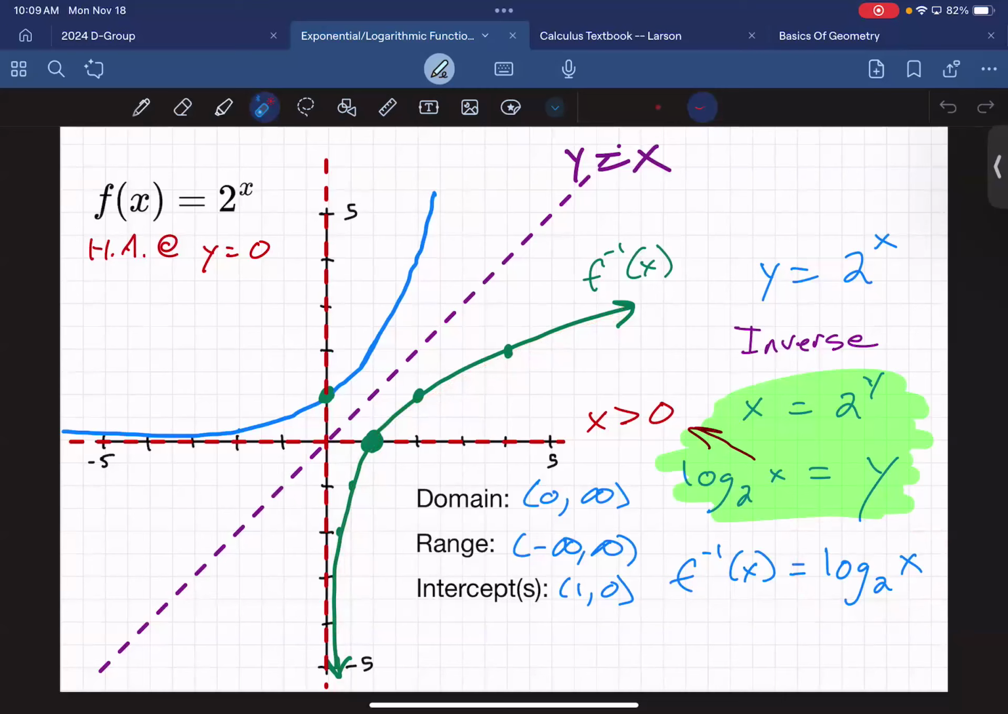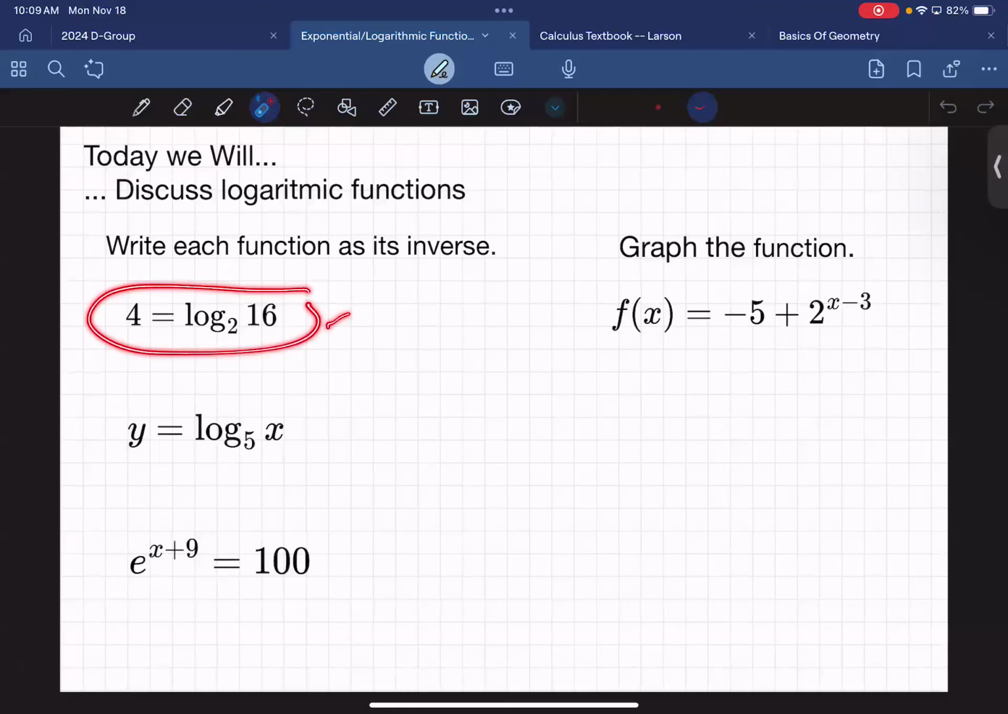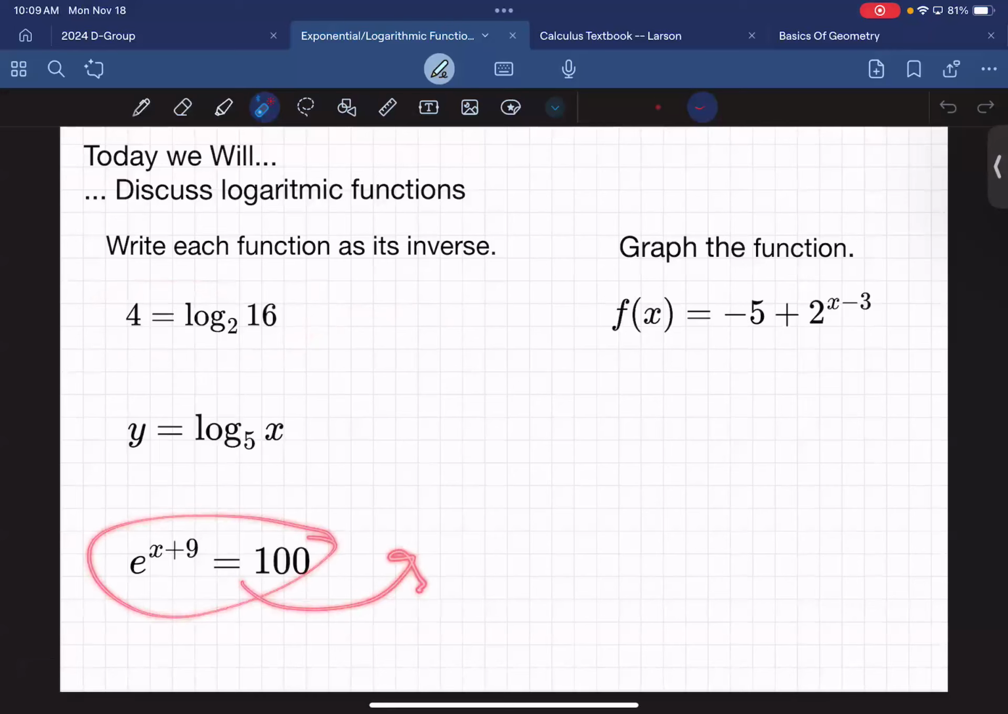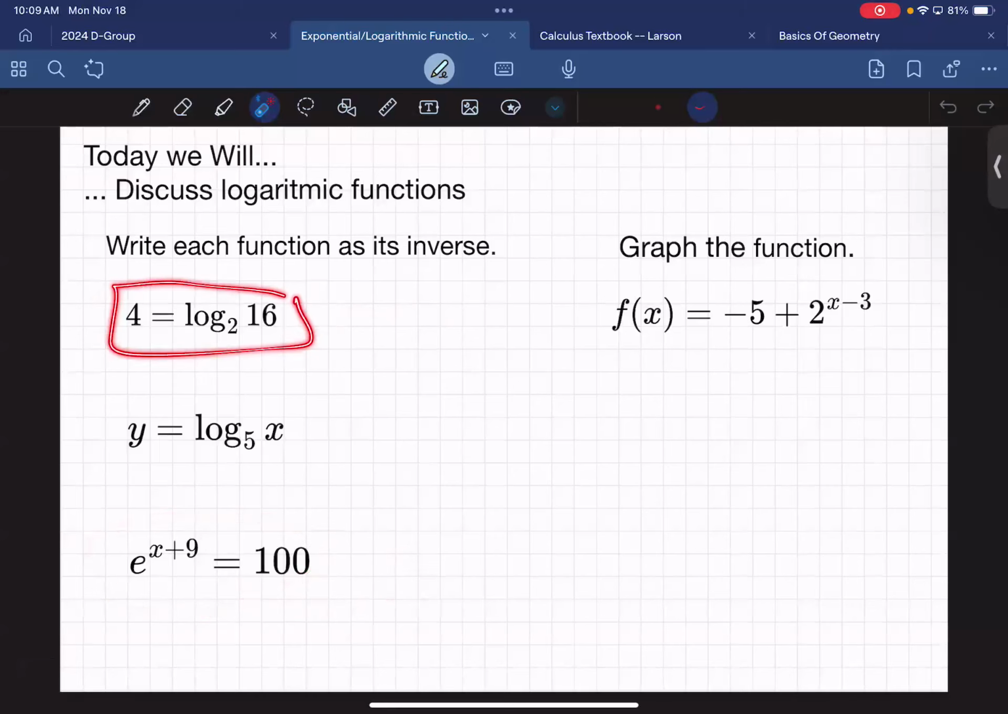With that said, getting from a logarithm to an exponential helps with understanding what the logarithm is. But we also need to be able to get from an exponential to a logarithm as well. So with this statement here, if we're saying 4 is equal to the log base 2 of 16, what is the exponential statement that is equivalent to that? That is the inverse of that.